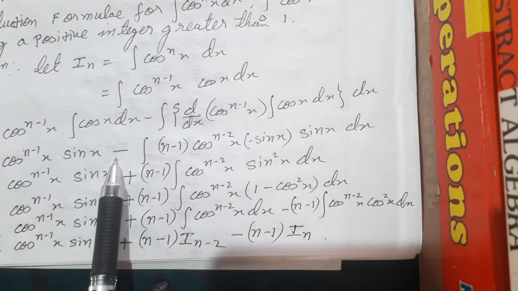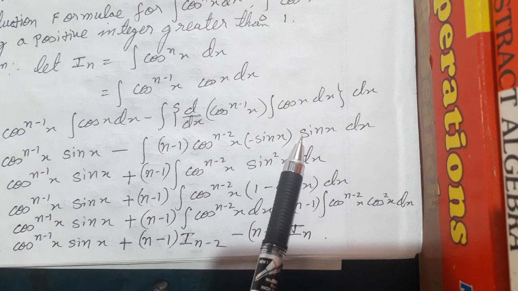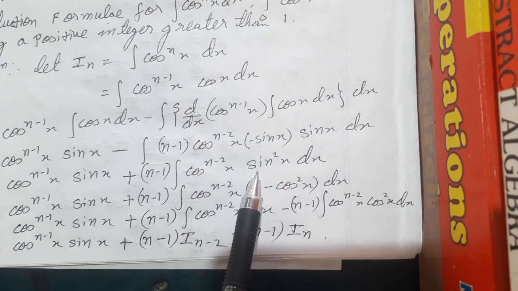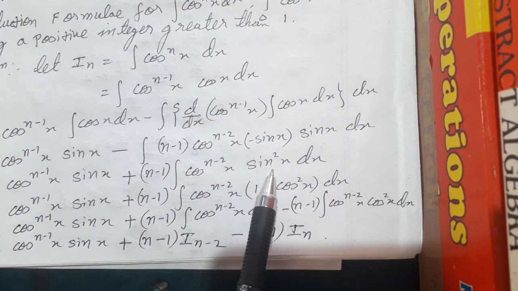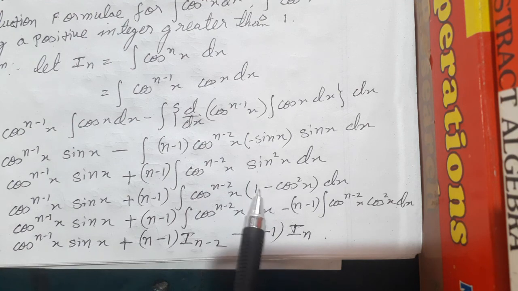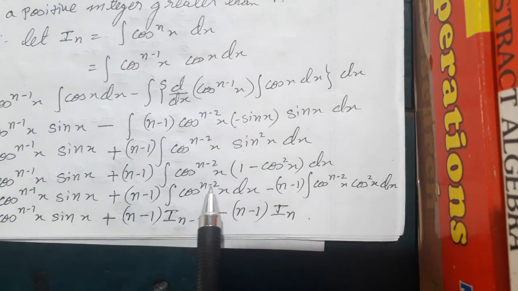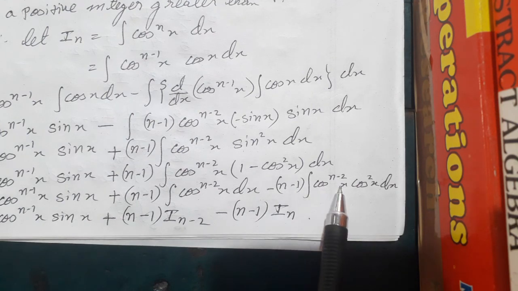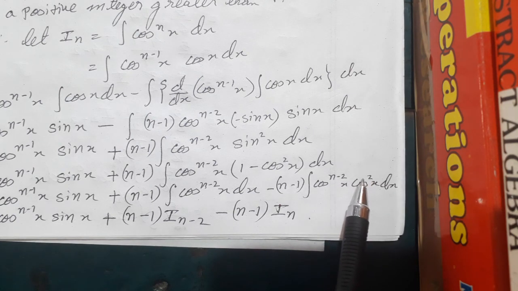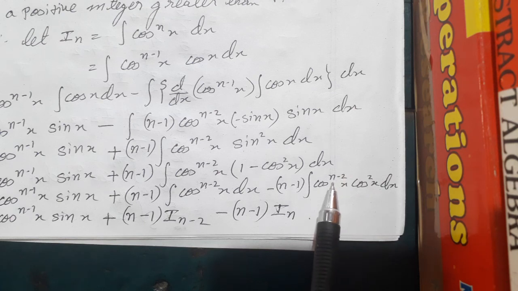So minus into minus we get plus, and sine into sine we get sine squared x. Using the identity, we can replace this sine squared x with 1 minus cos squared x. Then you multiply this one in this way. Here we get the power, and we can use the exponent law here. So we get n minus 2 plus 2, that is n. So we get integration of cos to the power n x dx, that is nothing but I_n.